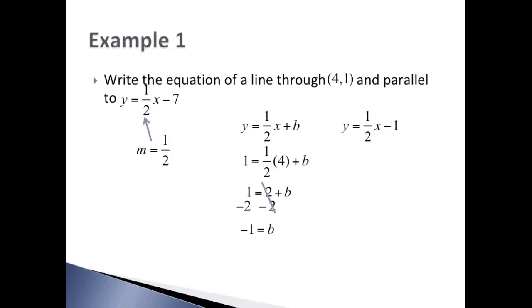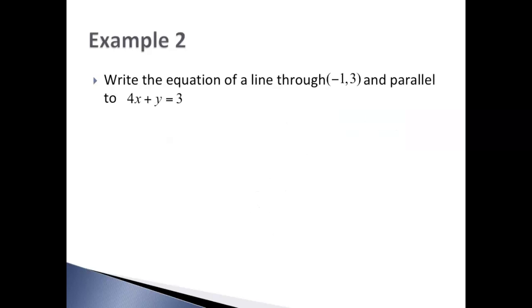Let's look at example 2. Write the equation of a line through (-1, 3) and parallel to 4x plus y equals 3. Now you'll notice here that this is not in the form y equals mx plus b. So we're going to start off by getting y by itself so that we can find the slope. To do this, I'm going to subtract 4x from both sides. So I have y equals negative 4x plus 3. So now I can see that the slope is going to be negative 4.